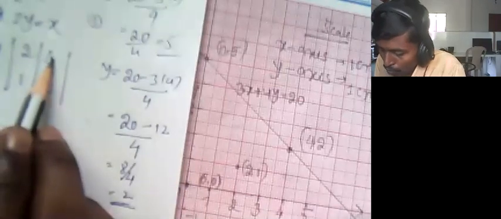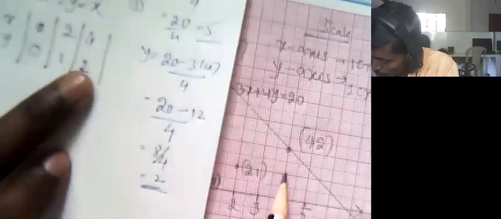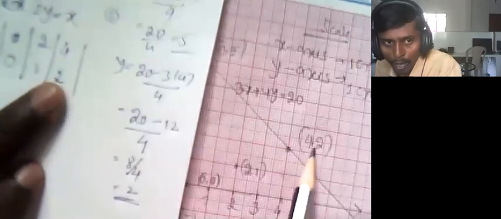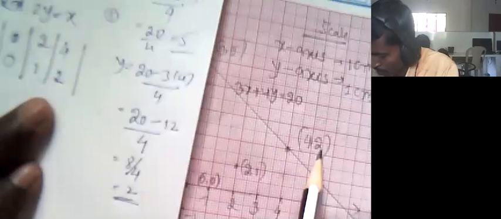Next point is what? 4. X is equal to 4 means 1, 2, 3, 4. Here 4. Next, y is equal to 2. Okay, we have a point, 4, comma 2. Therefore, for these 3 points, 0, comma 0, 2, comma 1, and 4, comma 2, draw the straight line, and mark the arrow mark on both the sides.